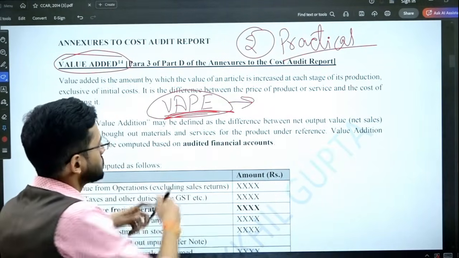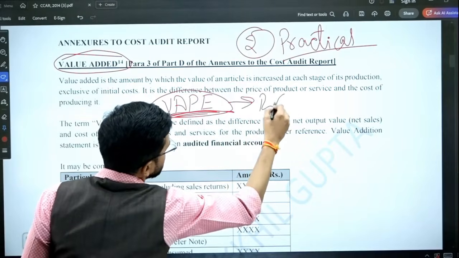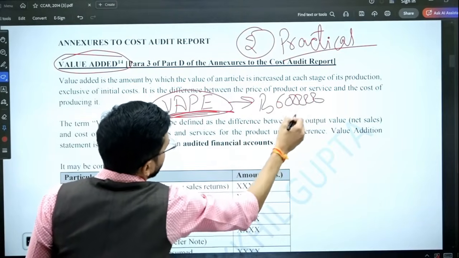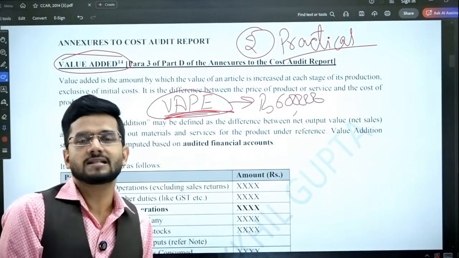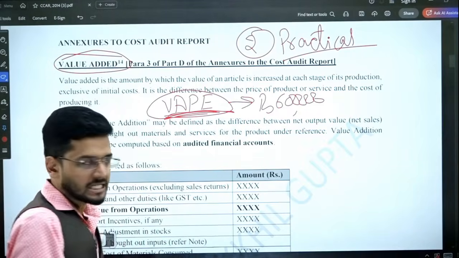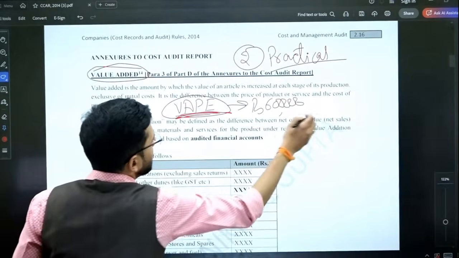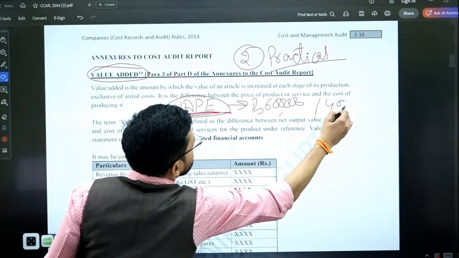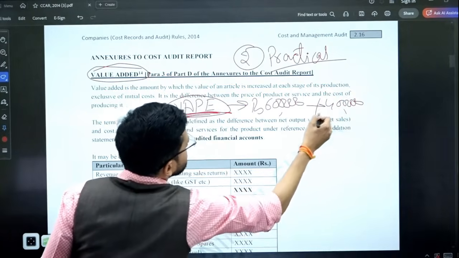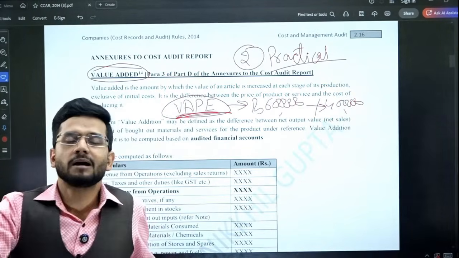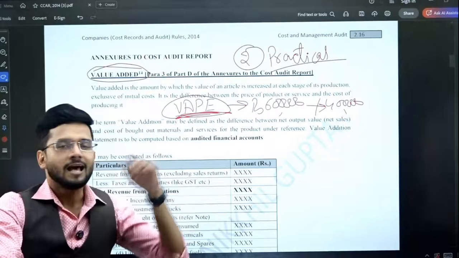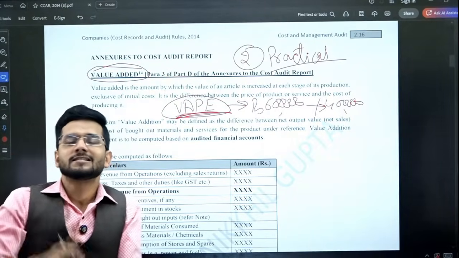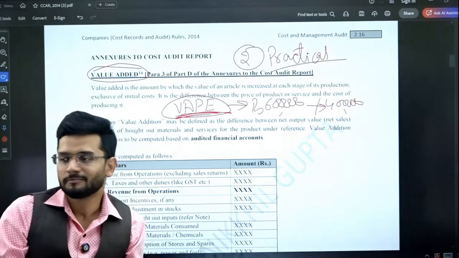Okay, suppose VAPE comes out to rupees 6 lakhs per employee, meaning the employee is giving a contribution of 6 lakhs to the company. VAPE is coming out to 6 lakhs and the employee's salary is 4 lakhs. Then the company will try to increase the salary, because the value addition done by the employee is 6 lakhs while the salary is 4 lakhs.